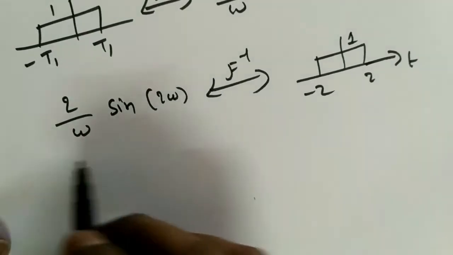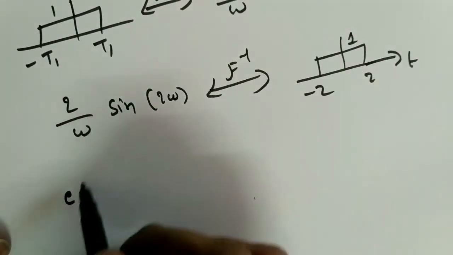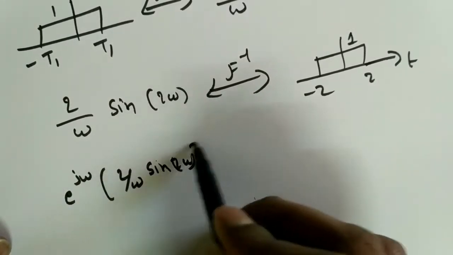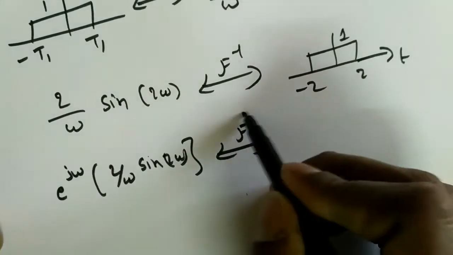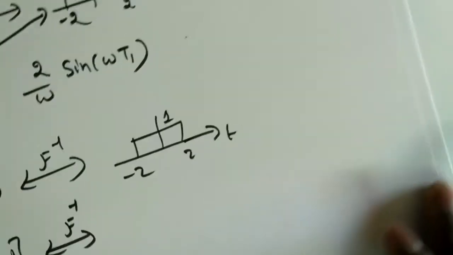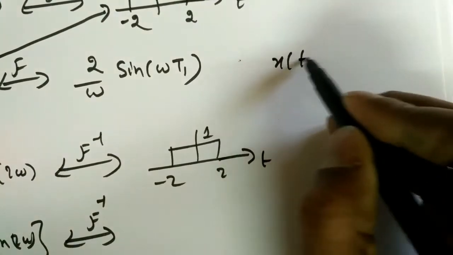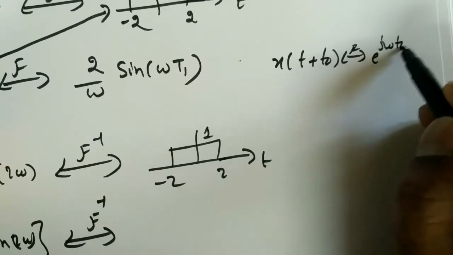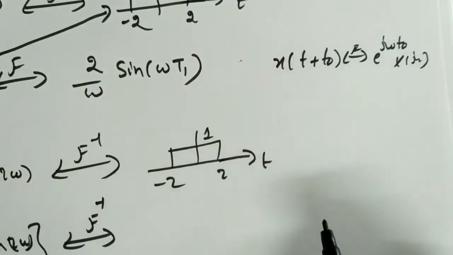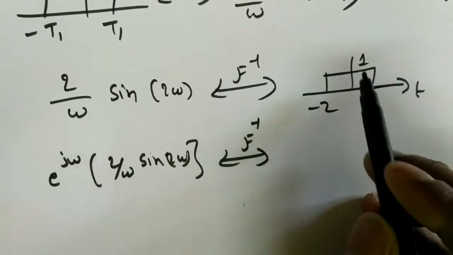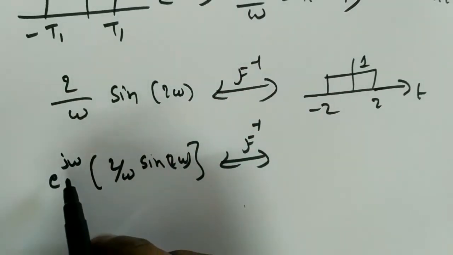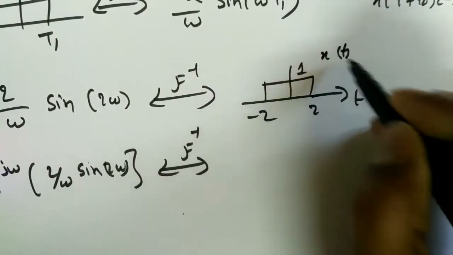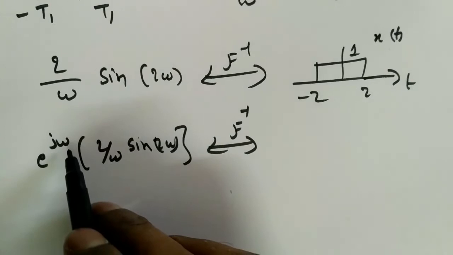So what we'll do is, first I will make e power j omega times 2 by omega sine 2 omega. What is the inverse Fourier transform of this one? This is a time shifting. If x of t plus t naught is there, what is the Fourier transform? E power j omega t naught into X of j omega. Yes or no? So we already got this one. For e power j omega, suppose I assume this is some x of t, so what we should get? X of t plus t naught.